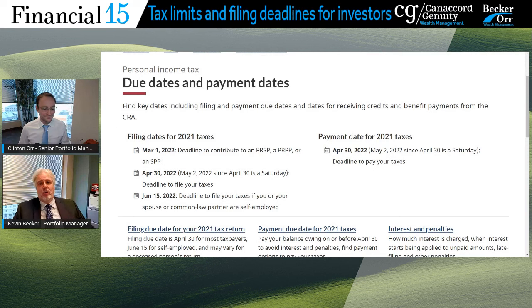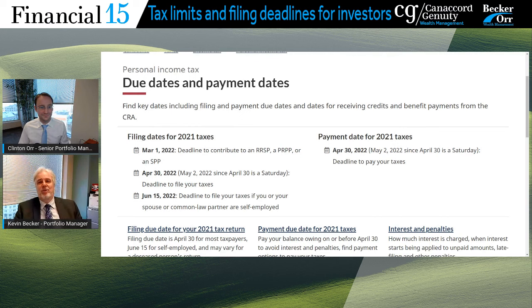Your filing date, of course, for your taxes is April 30th. If you're not self-employed, that's your deadline. And that's the biggest one, because if you look, June 15th is the deadline to file your taxes if you or your spouse or common law partner are self-employed. Otherwise, for everyone else, it's April 30th. That is the big factor. And then, of course, payment dates. Well, if you owe money, you owe when you file your taxes at April 30th. That's the sort of deadline for pay dates.